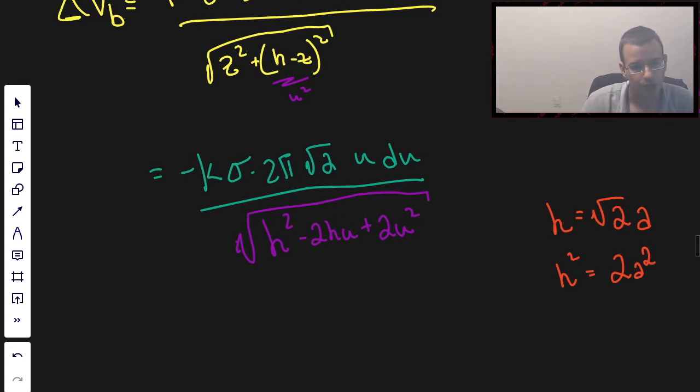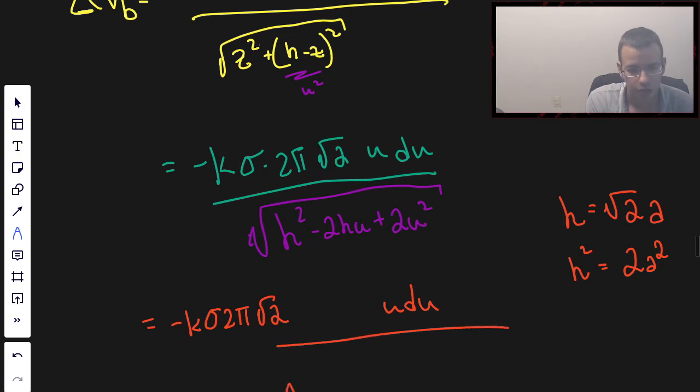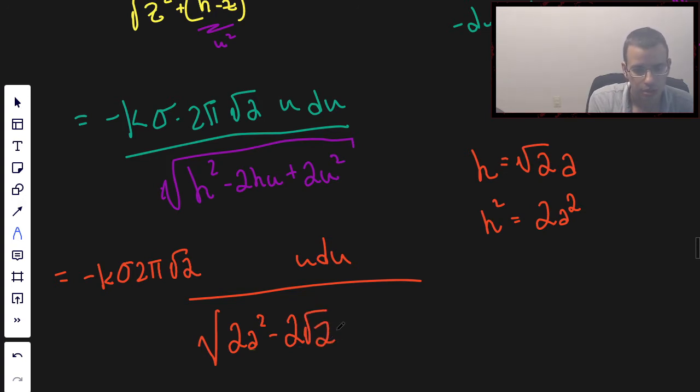Yep. And so rewriting this, we get equals negative k sigma 2 pi square root of 2 u du over square root of h squared, which is going to be 2a squared, minus 2hu, which is going to be 2 square root of 2. I can write that a little bit nicer. Let's see, 2 square root of 2 times a times u plus 2u squared.